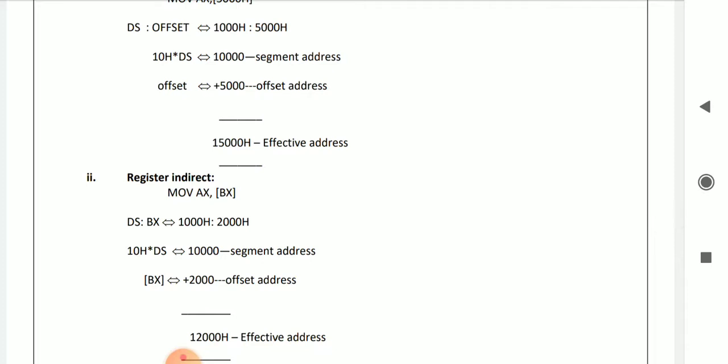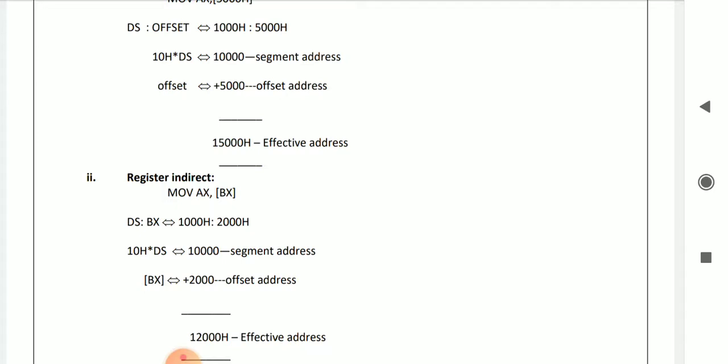This is register indirect. Why is it indirect? Because the BX register pair contains the address of the data. Again, to calculate the effective address, DS double dot BX: DS is 1000H, and BX holds 2000, which is the address of the data. The content of BX is 2000, and it is the address of the data.